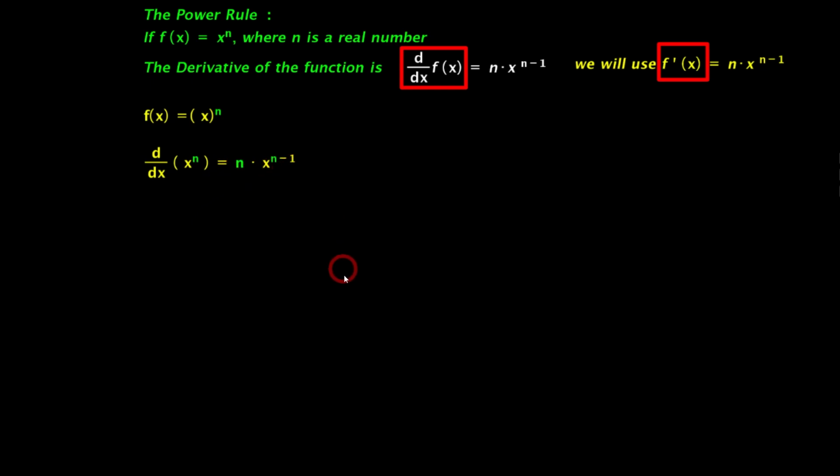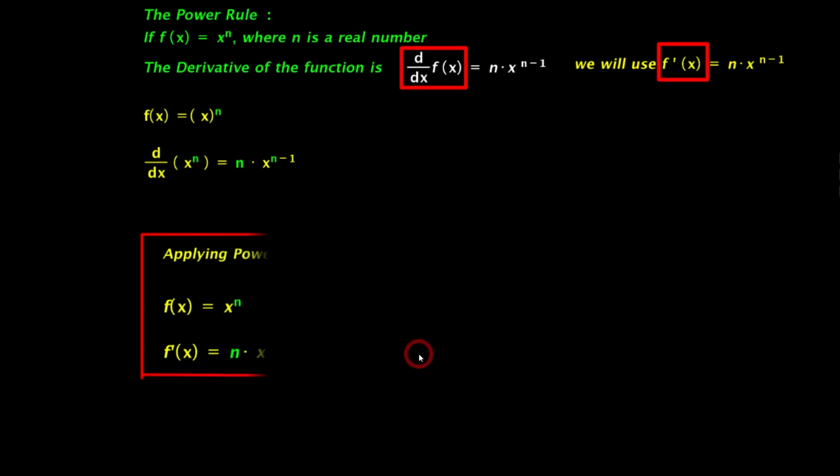That's the formal narrative, but we will have a new strategy applying the power rule. When we are given f of x with an exponent, for f prime of x, we will write the base x, put the n on the left, new exponent n minus 1. Write the x, put the n on the left, new exponent n minus 1. See how easy it becomes.